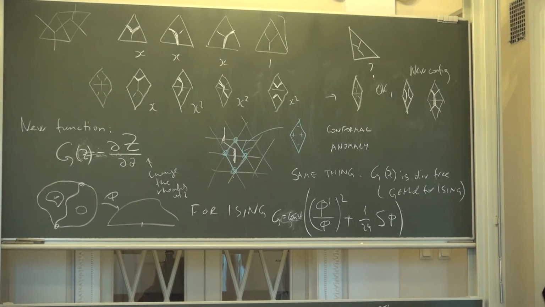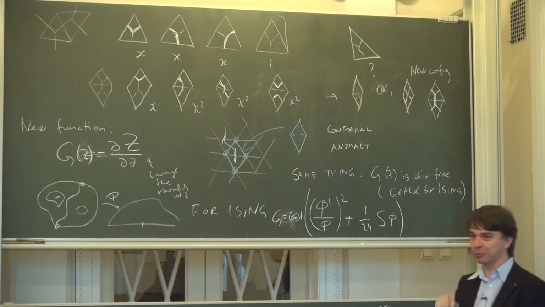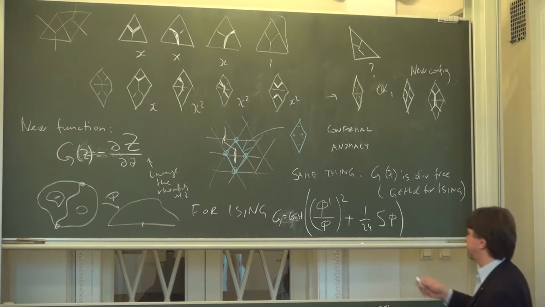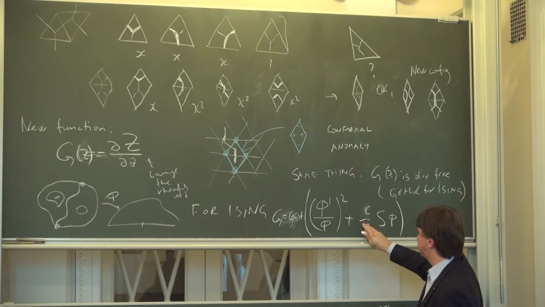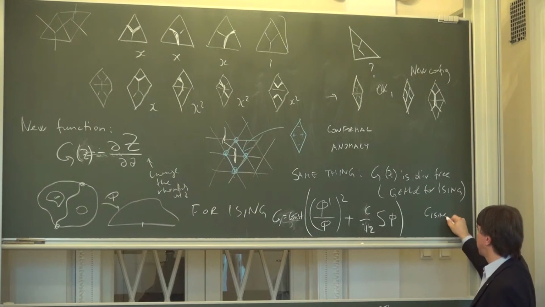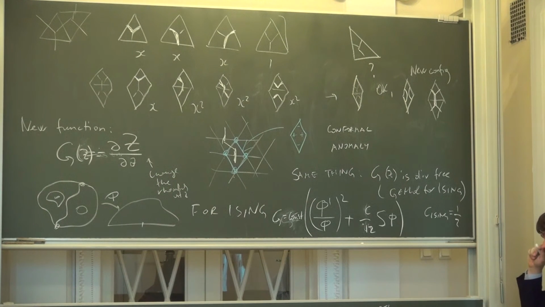Actually, with 1 over 24, we had some problems because at first it was 1 over 36, then it was 1 over 12, but we knew that it should be 1 over 24, and now it is 1 over 24. So here it's just c over 12, where c, the central charge for Ising, is 1/2. So the question is this.